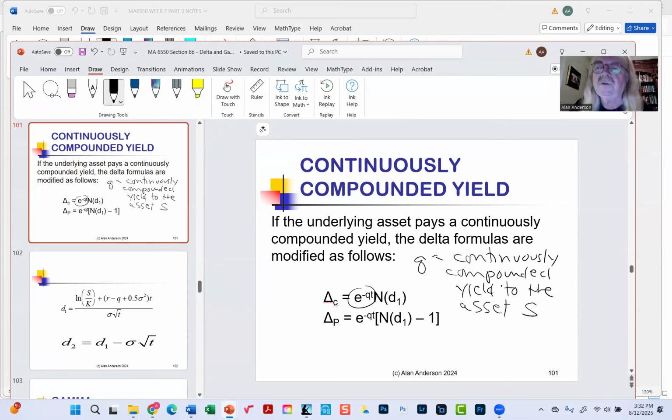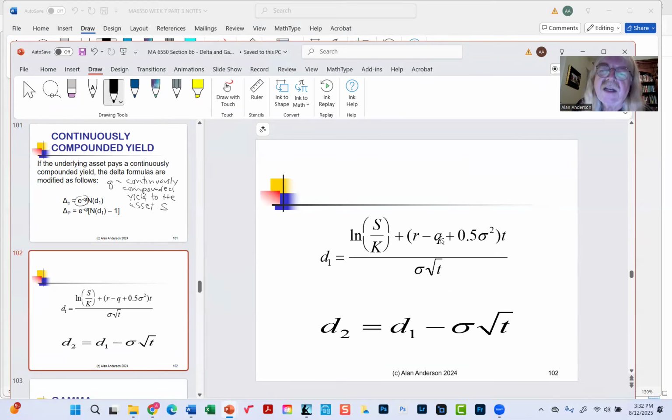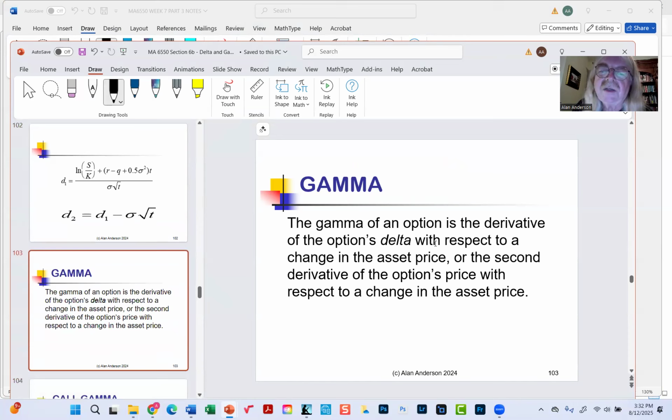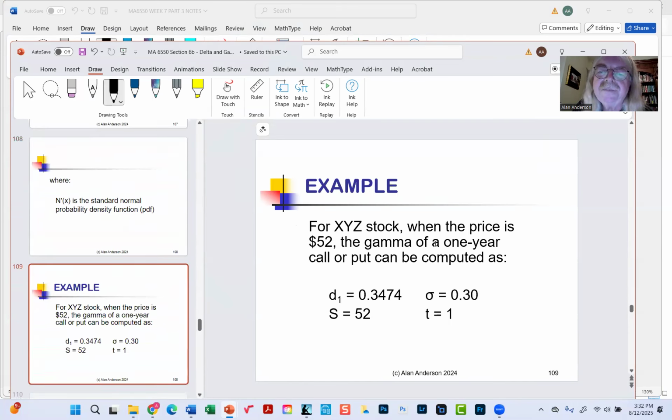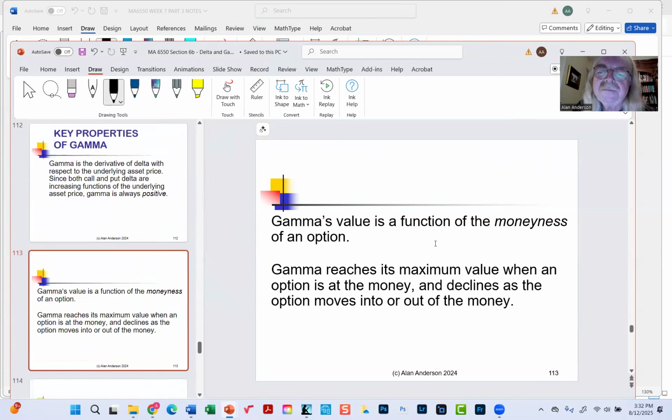So in other words, if you're writing an option on the British pound, owners of the British pound will collect the British rate of interest, which would be treated as a continuously compounded rate, and so q would be the British rate of interest. Okay, and so that's how this would work. And of course, that has an impact on the rest of the model. So here's gamma, which we've already discussed. And here's the curve.